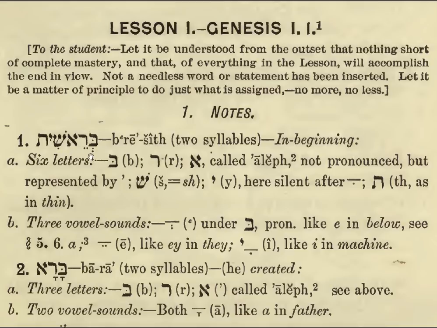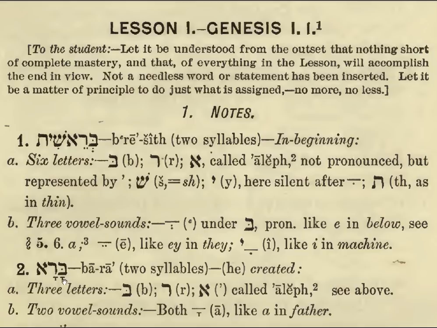There are three vowel sounds in this word. The short e sound, like the e in below. So, bereshit. Then we have this sound here, e. It's not like a in they. This is the Eastern European pronunciation. Spanish and Portuguese, it is e. So we have a long e sound and a short e sound. And then we have e, like the I in machine, which is the same. Bereshit.